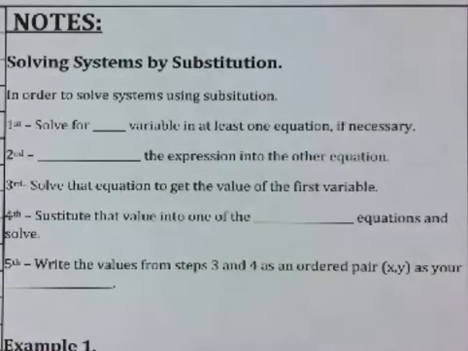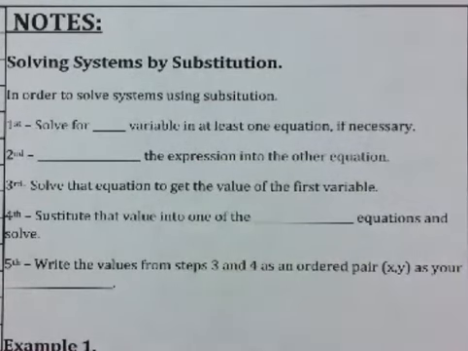First thing we're going to talk about is solving systems by substitution. In order to solve systems using substitution, the first thing that we want to do is solve for one variable in at least one equation, if necessary. Sometimes we're going to have a variable that's already solved for. And we can choose if we want to solve for x. We can choose if we want to solve for y. It really doesn't matter. The point is that you want to choose to solve for one variable in at least one equation, if we need to.